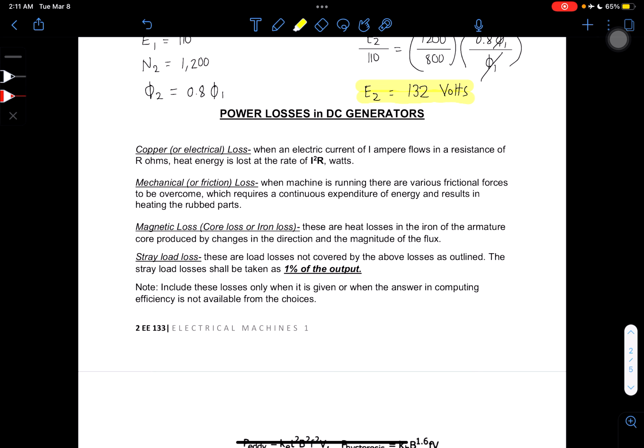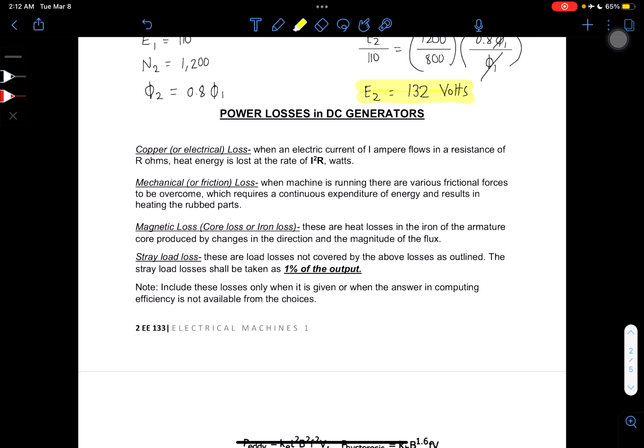So naabot tayo losses sa DC generators. We have here copper or electrical loss. When an electric current of I ampere flows in a resistance of R ohms, heat energy is lost at the rate of I squared R watts. So the formula for copper loss in a DC generator is I squared multiplied by R, our resistance.